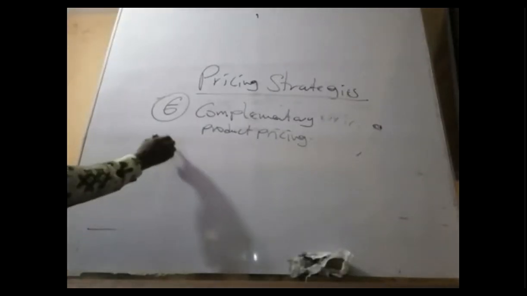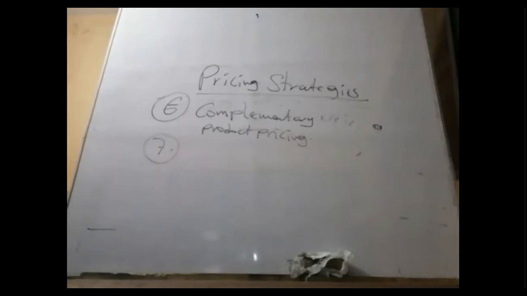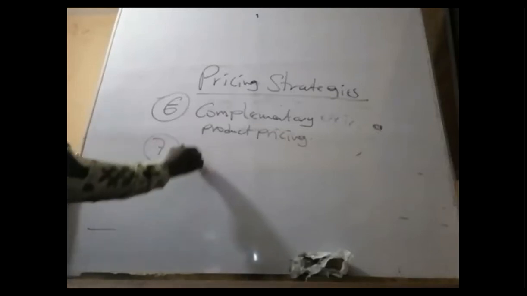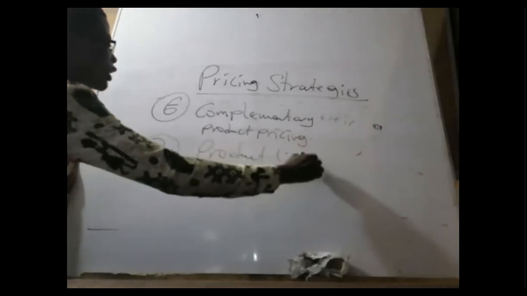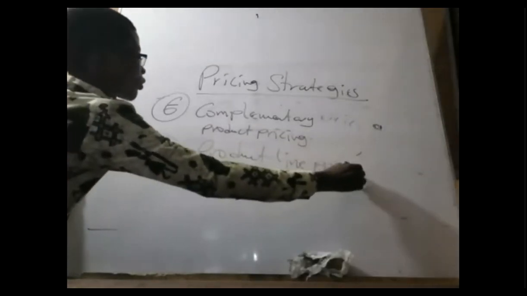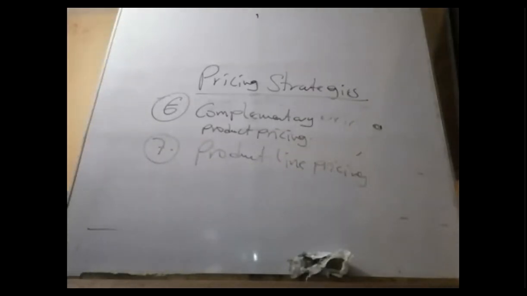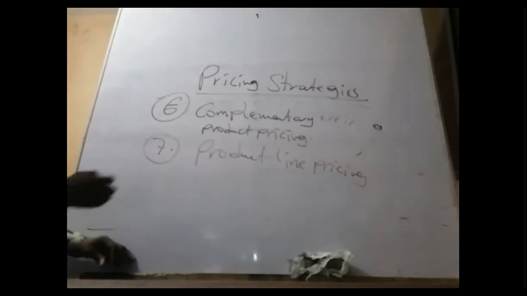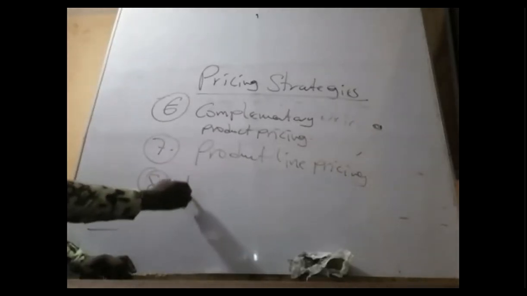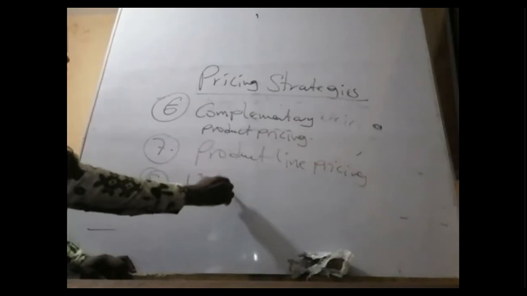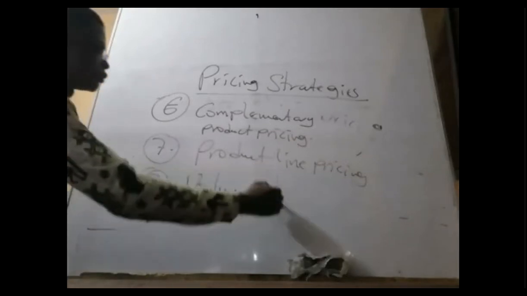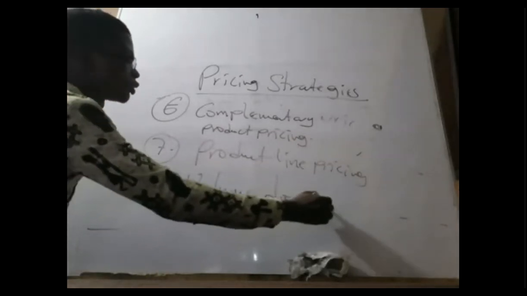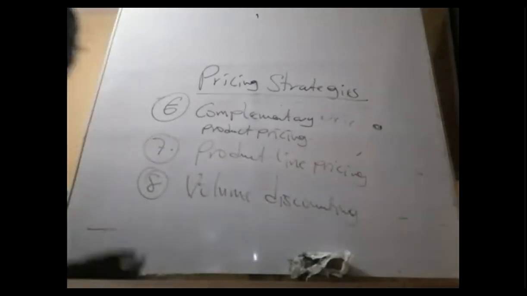So, let me move on to number 7, product line pricing. All these are pricing strategies. We can also look at volume discounting.